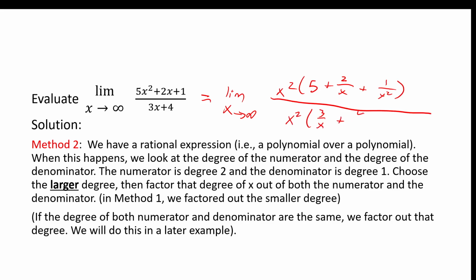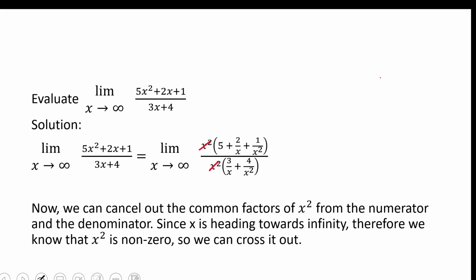And if you don't believe me, you can actually distribute. X squared times 3 over x is 3x. X squared times 4 over x squared is 4. And it works for the numerator if you distribute the numerator as well. So once you make that factoring, you can actually just cross out those factors. And now we're going to be looking at the limits of each of these 3 individual terms in the numerator and 2 individual terms in the denominator.